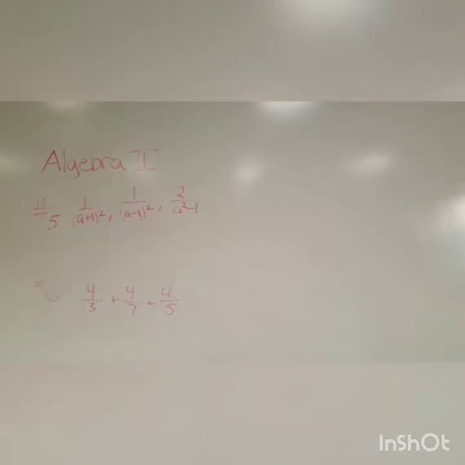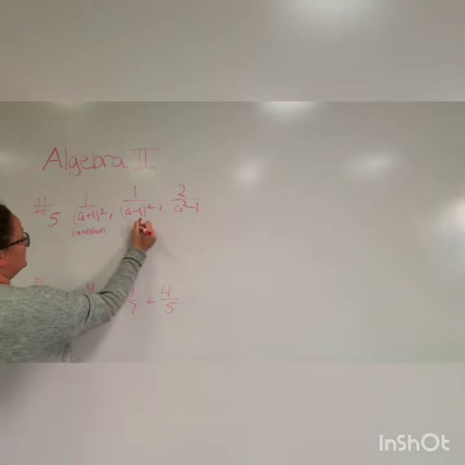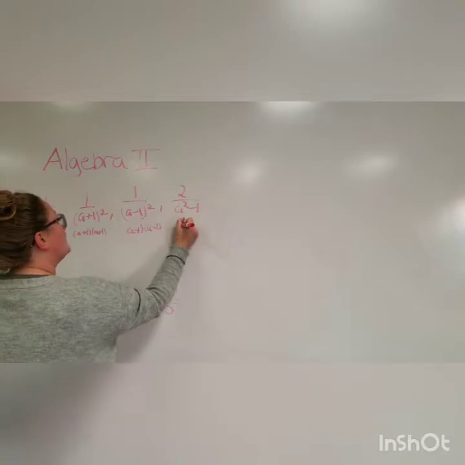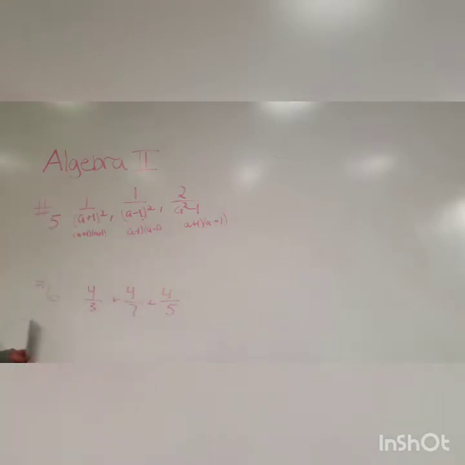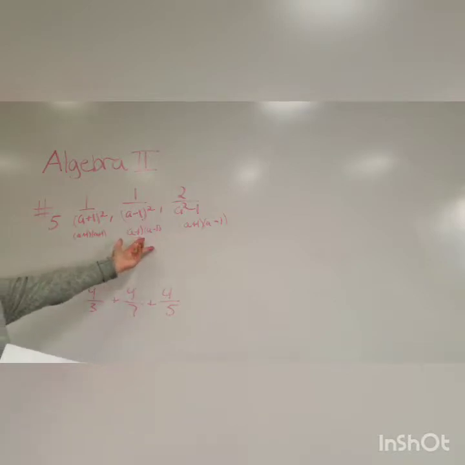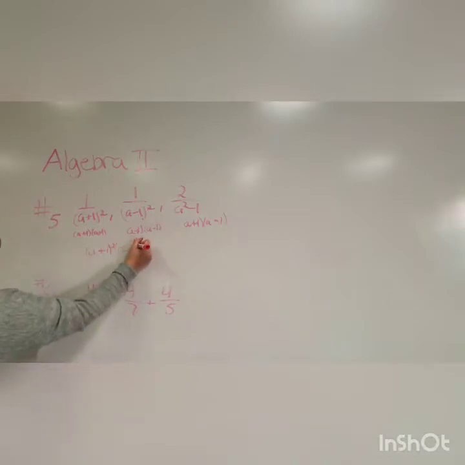Problem number 5, they want to know, find the lowest common denominator. Well, this denominator has a plus 1 twice. So that means it has a plus 1 and a plus 1. This one has a minus 1 twice. A minus 1, a minus 1. And this one is a squared minus 1, which factors to a plus 1, a minus 1. To make these match without taking anything away, they're both going to have 2 a plus 1s and 2 a minus 1s. So the common denominator is going to be a plus 1 squared and a minus 1 squared.